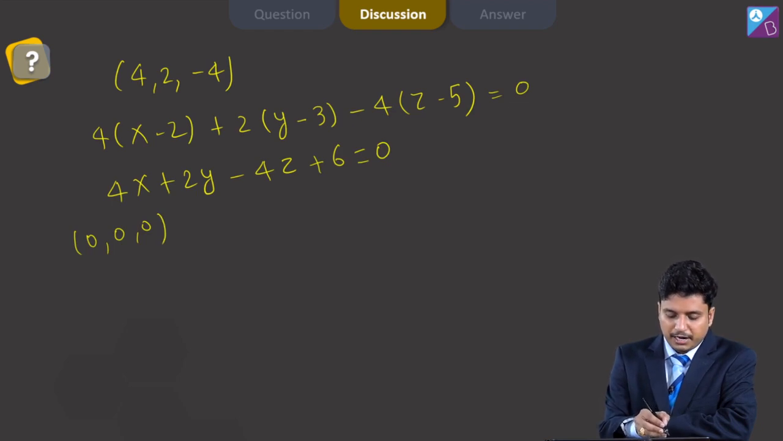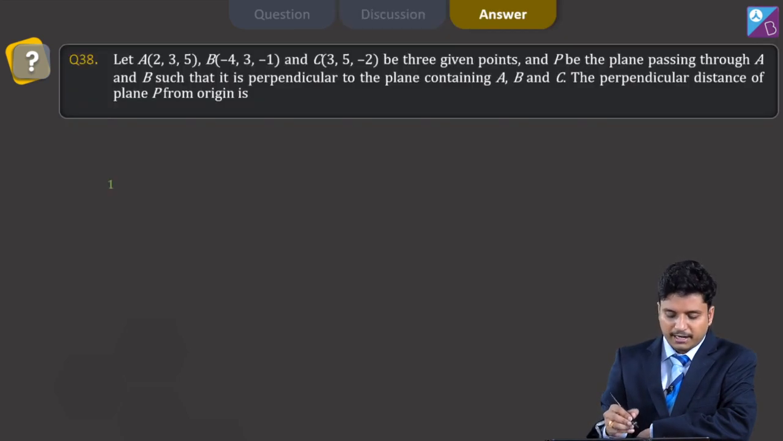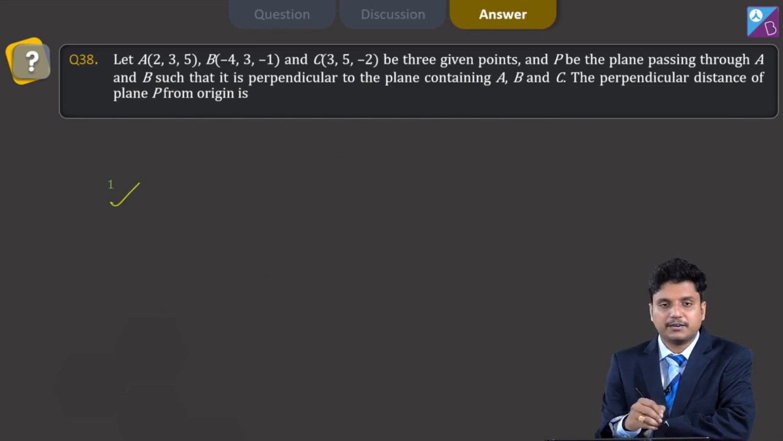If we want to find the length of the perpendicular, what we have to do is put 0, 0, 0 in this equation. This will be equal to 6 upon under root 4 square plus 2 square plus 4 square, which is 16 plus 4 plus 16, that means this is equal to 1. So the length of the perpendicular will be equal to 1, and that goes along with our correct answer, which is equal to 1.